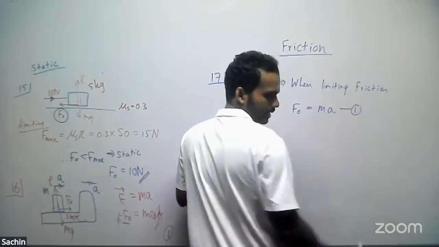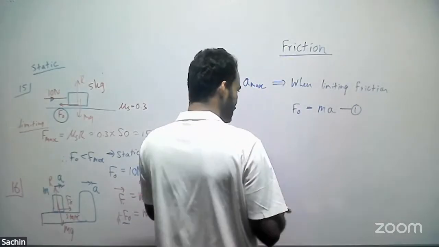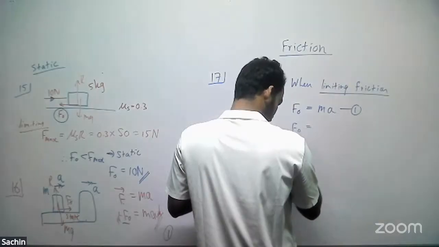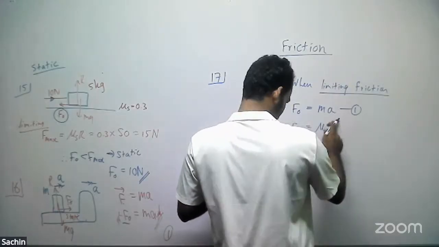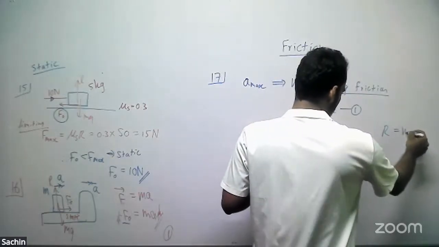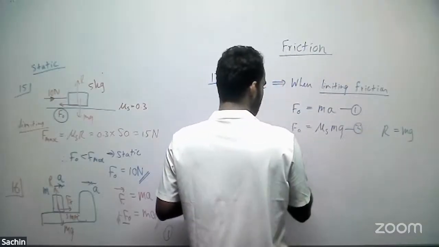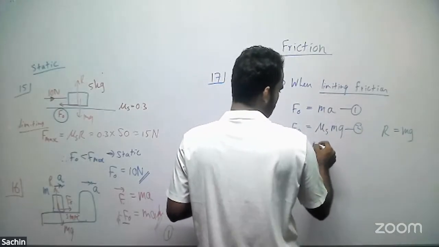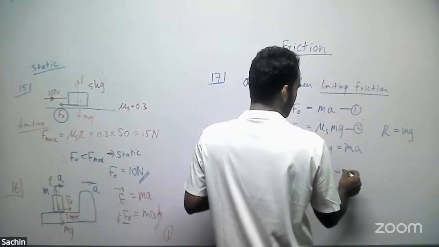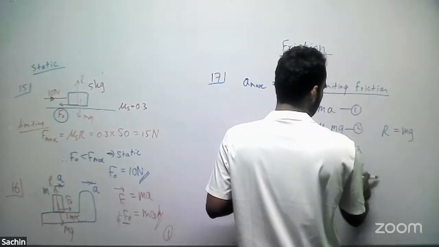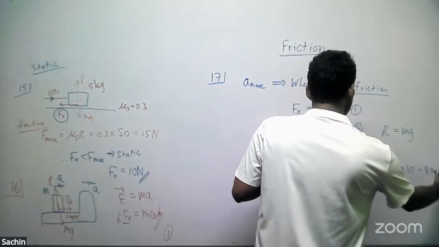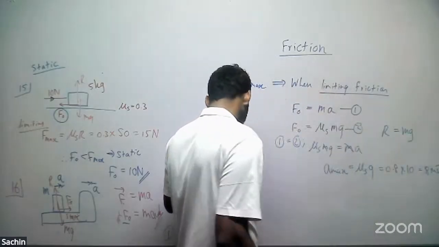Okay, accelerator, F equal ma, that's still right. And again, if the friction is limiting, then we can use the other equation. Friction also should be equal to mu s times R. Reaction is mg, so R equals mg. So I can equate these two formulas: mu s mg is equal to ma. So the maximum acceleration you can get is mu s g. Mu s is 0.8, so acceleration is 8 meters per second squared. So the answer should be the third one.